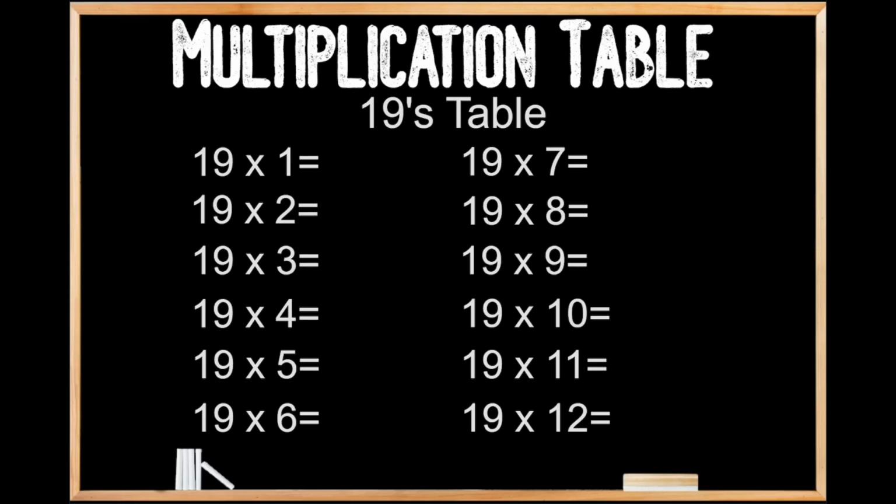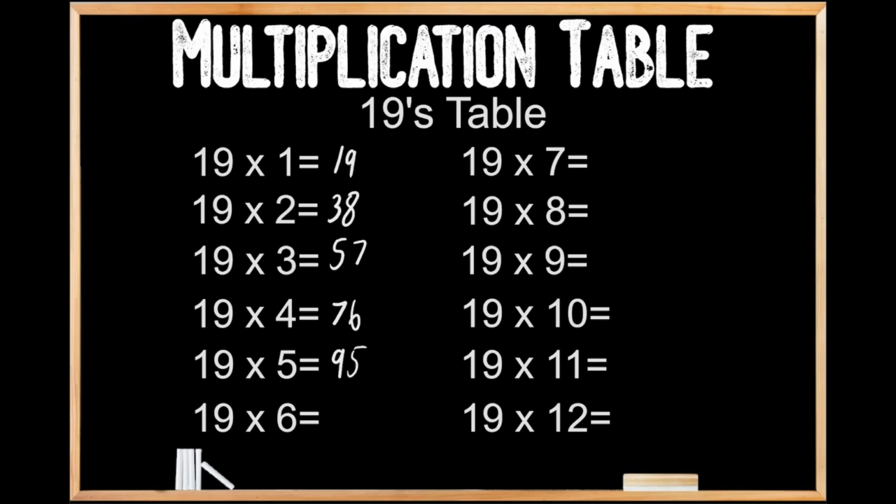19's table. 19 times 1 is 19. 19 times 2 is 38. 19 times 3 is 57. 19 times 4 is 76. 19 times 5 is 95.